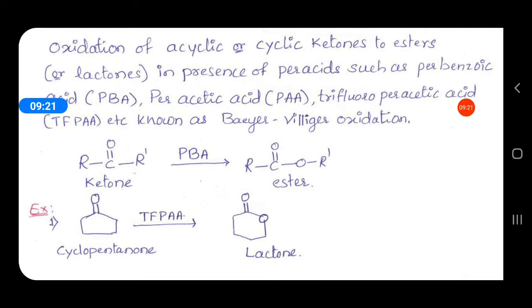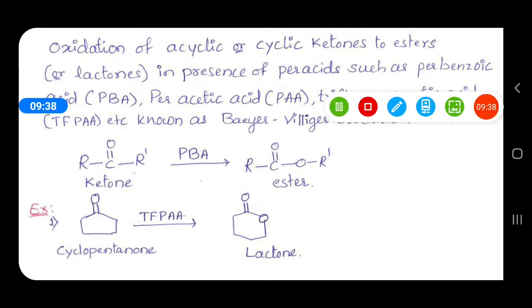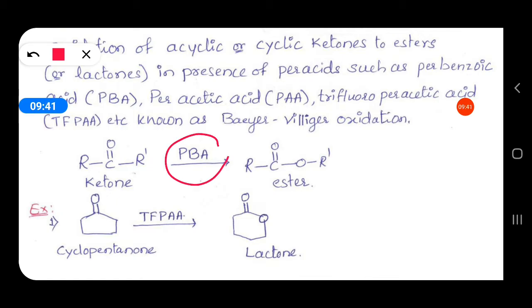So in the presence of per acids, oxidation of acyclic or cyclic ketones takes place and they give esters, also called lactones. For example, a ketone in the presence of perbenzoic acid gives an ester. Or cyclopentanone, a cyclic ketone, in the presence of trifluoroperacetic acid gives a lactone.